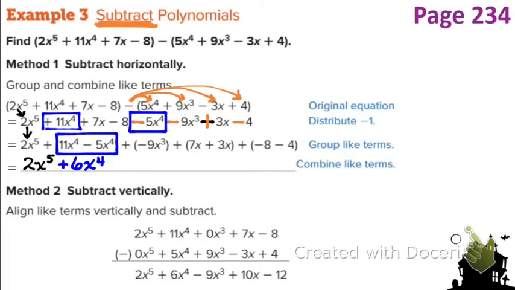Chloe, quick question. I see x to the 5th here. I see x to the 4th here. Is there anything that has an x to the 3rd? Yeah. Which piece? The negative 9x to the 3rd. Does it have a like term anywhere? No. So I just bring that down, and that becomes part of my final answer, minus 9x to the 3rd.